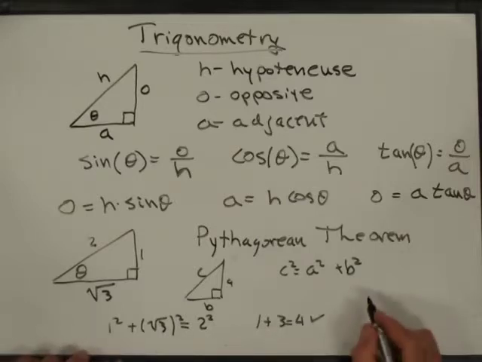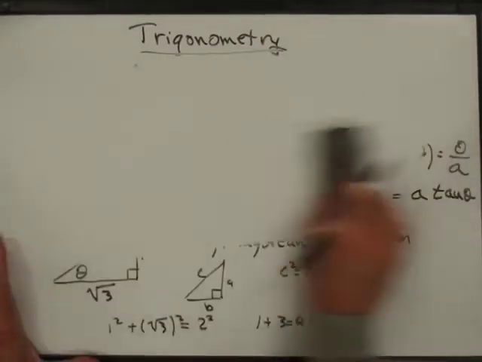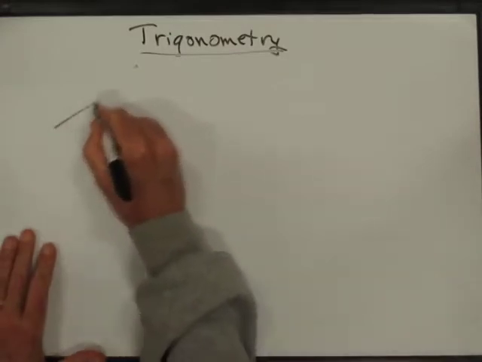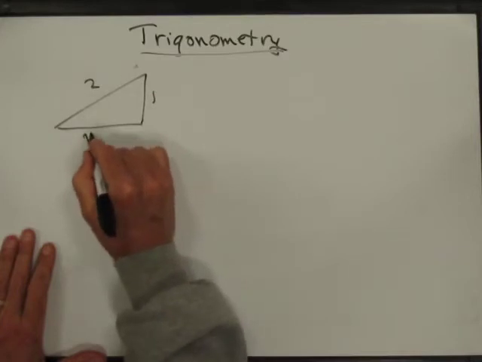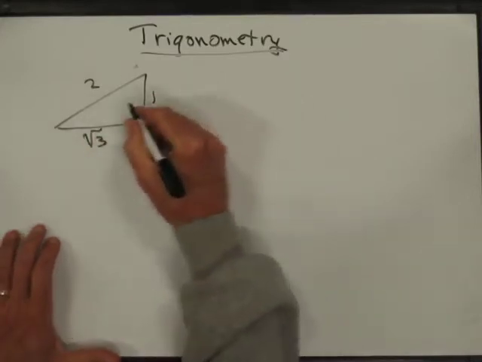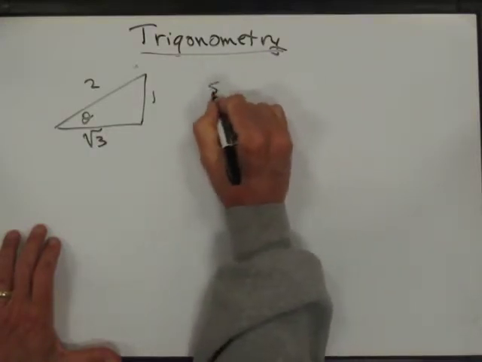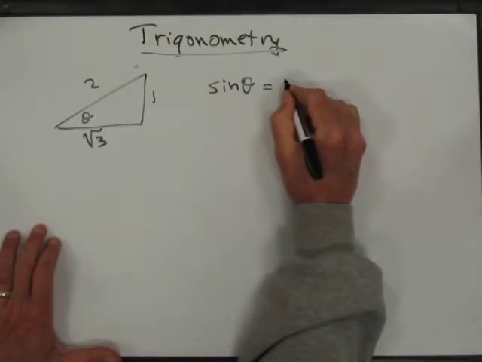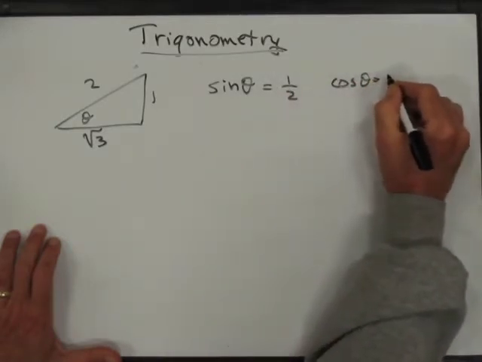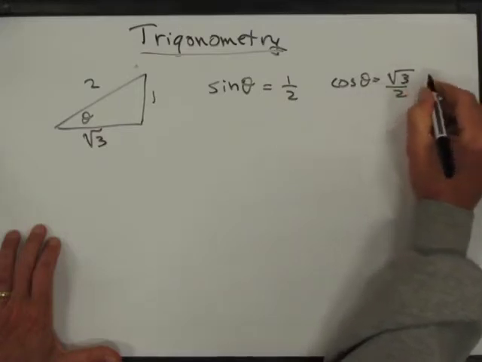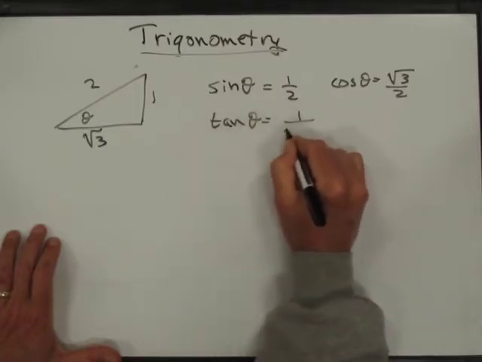And so I can say, for my triangle here, which I just drew, 1, 2, square root of 3, if this is theta, then sine theta is equal to 1 over 2, cosine theta is equal to the square root of 3 over 2, and tan theta is 1 over the square root of 3.